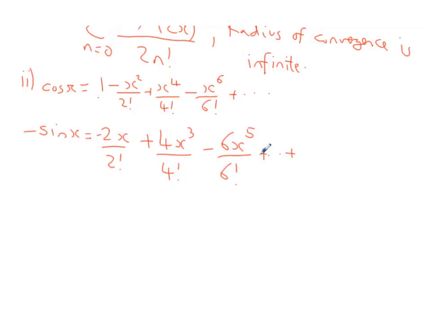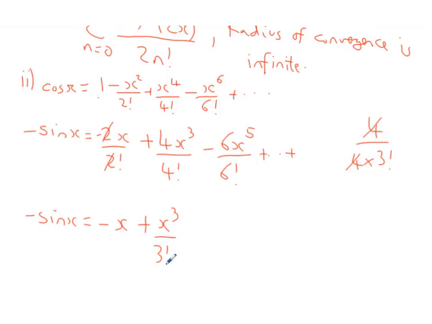So then, we can tidy this up quite a lot. 2 over 2 factorial, well, 2 factorial is 2, so this is just minus x. So minus sine x equals minus x. The next one, 4 over 4 factorial, 4 factorial could be written as 4 times 3 factorial. So 4 over 4 times 3 factorial just leaves you 1 over 3 factorial. So that would be plus x cubed over 3 factorial.